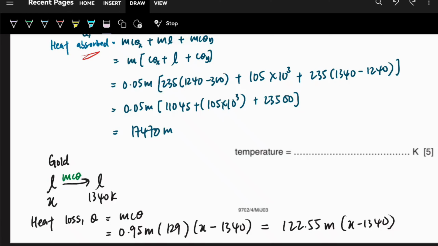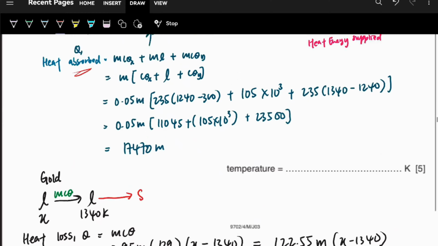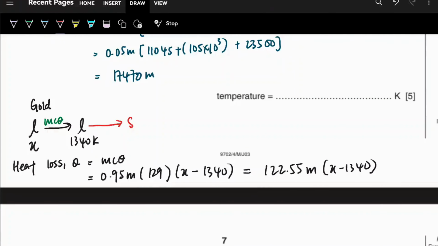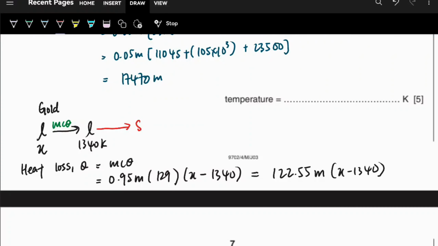So first things first was, is it possible for the gold to solidify? That means the liquid becomes solid. Can this happen in this scenario based on the question? Unfortunately, no. Because the question explicitly mentioned that the final mixture is at the melting point of the pure gold. I mean, the final temperature of the system is actually 1340 Kelvin. If let's say it started to solidify, it would release extra latent heat. Why latent heat? Because different phase, right? And they are in the same temperature. Definitely this is also 1340K, definitely.